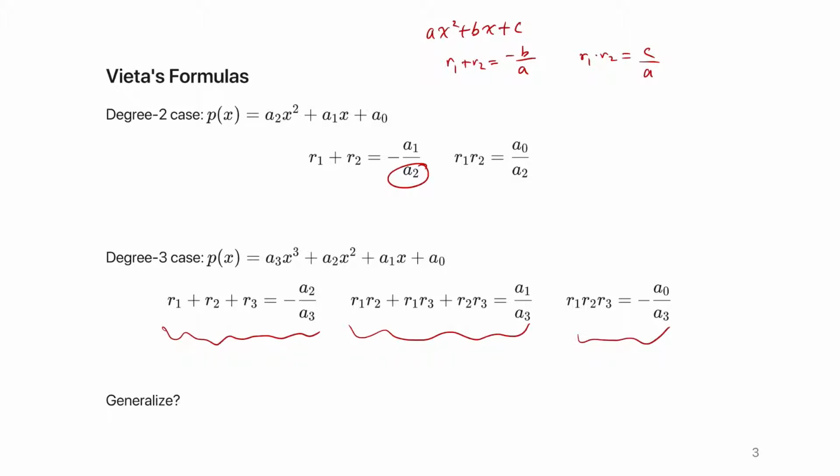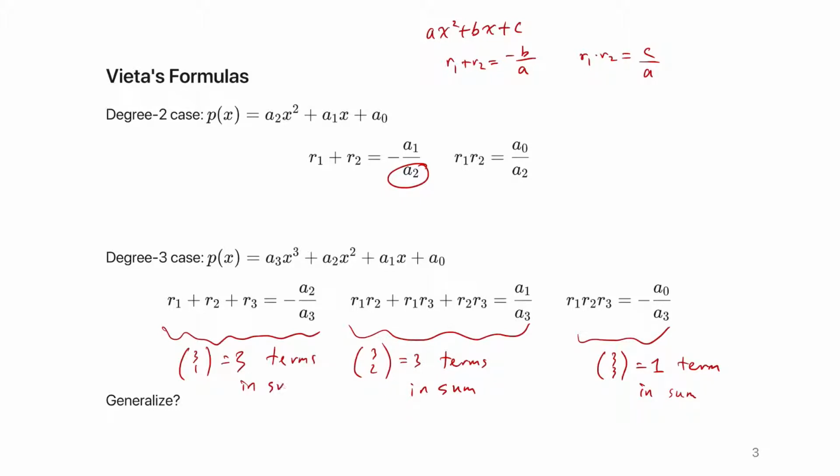And lastly, it's the sum of all the ways we can multiply 3 of our roots together. There's only one way you can do that because 3 choose 3 is just 1. I take all of them, r1 times r2 times r3. So there's 3 choose 3, which is 1 term in the sum. Here, there's 3 choose 2, which is 3 terms in the sum. Here, there's 3 choose 1, which is 3 terms. Is all of this okay?